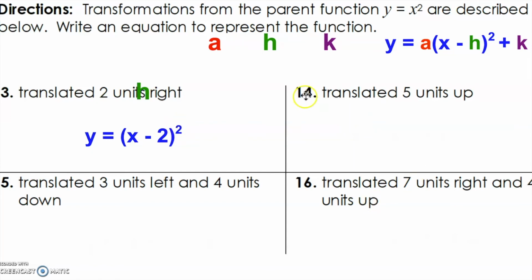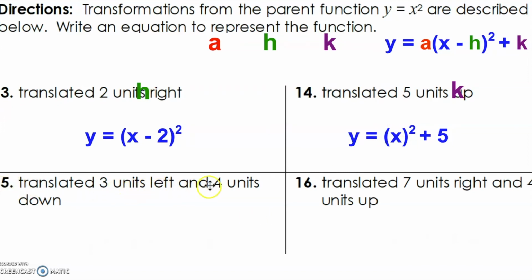For 14, I have a translation of 5 units up. I know that k affects my upward movement. So my value for k needs to be a positive 5 because I moved up. A will still be 1 from the parent function, and h will still be 0 from the parent function. So I have y equals x squared plus 5. It is worth noting here that you actually don't need the parentheses when you write this equation.